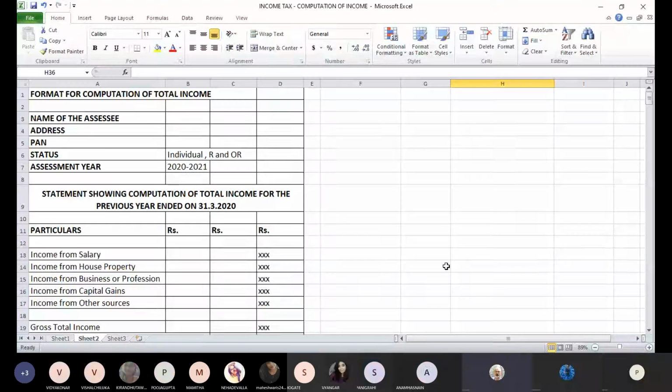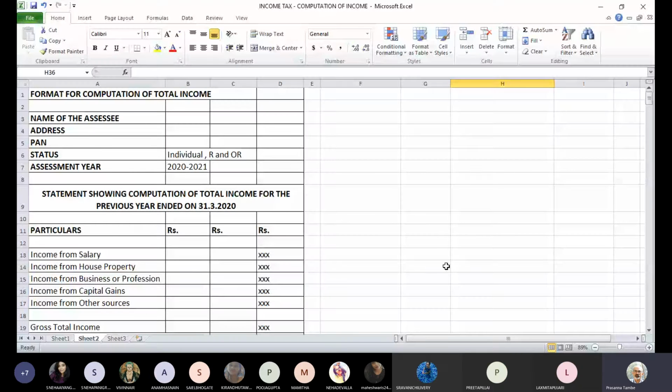So good morning, everybody, and we are back to the session on computation of gross total income. In today's session, we are going to also cover the income from business or profession. In about 5 to 6 sums that we did so far, we had a combination of salary income plus house property income. Now we are adding one more combination of income from business or profession.